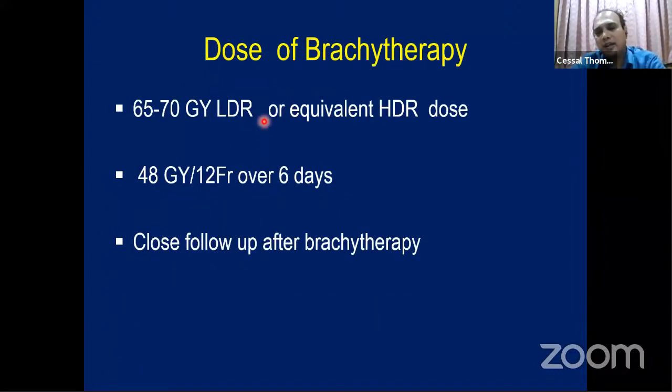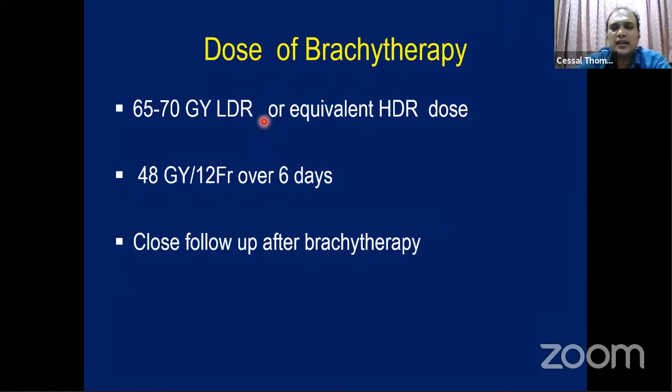You can have an LDR brachytherapy or an HDR brachytherapy. Most of the centers now prefer HDR brachytherapy. This is a 65 to 70 gray biologically equivalent dose, equivalent to around 45 to 60 gray. In our institution, we use a 4 gray BID schedule, that is 8 gray per day for 6 days. So from Monday to Saturday, 48 gray in 12 fractions over 6 days. That is 4 gray BID, 4 gray in the morning, 4 gray in the evening, for 6 days.